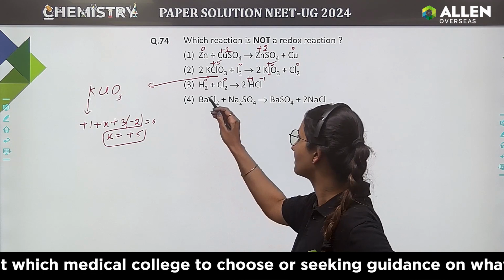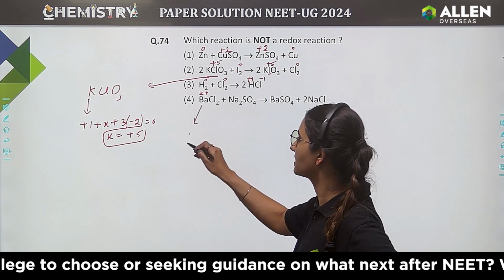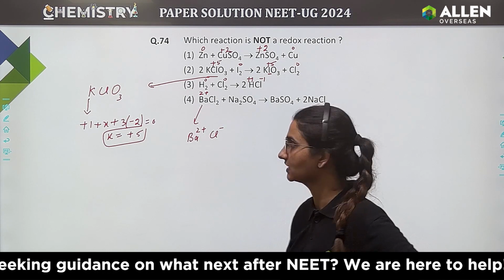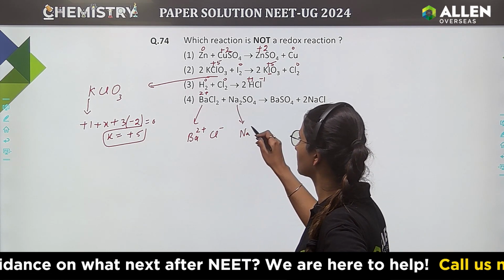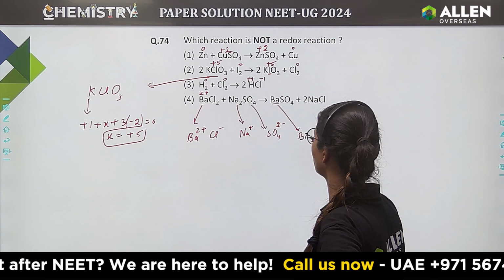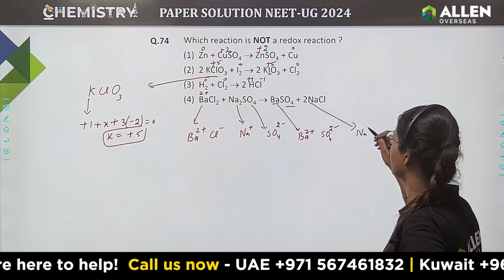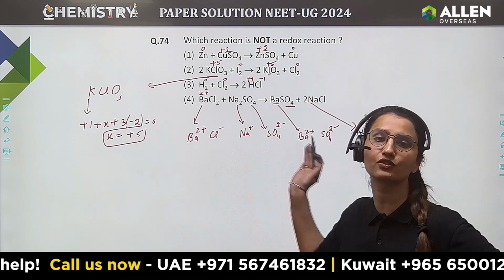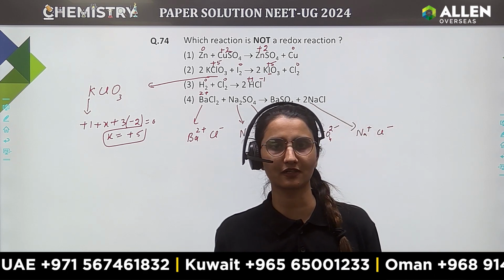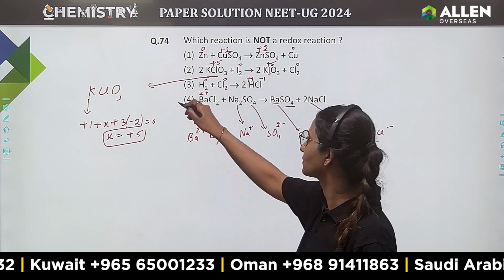Why? Because here Ba is present in +2. Cl is present in -1. There are 2 Cl. Here sodium is present in +1. Sulfate is present in -2. Here Ba is in +2 only. Sulfate is in -2. Na +1. Cl -1. Do you see a change? No. It is just an interchange of ions. It is a double displacement reaction. Correct? So it is not a redox reaction.